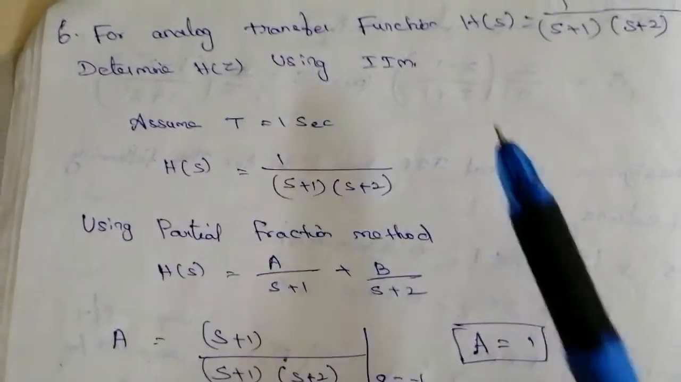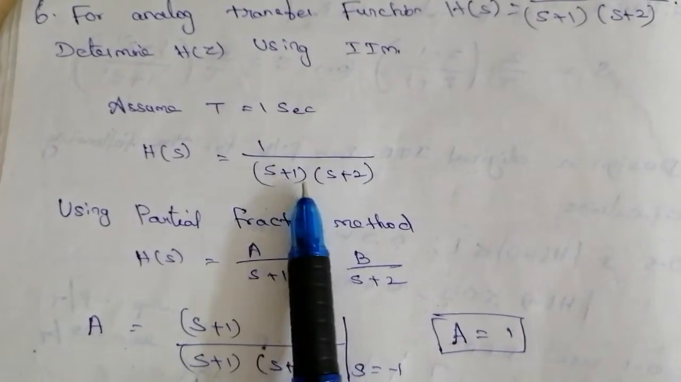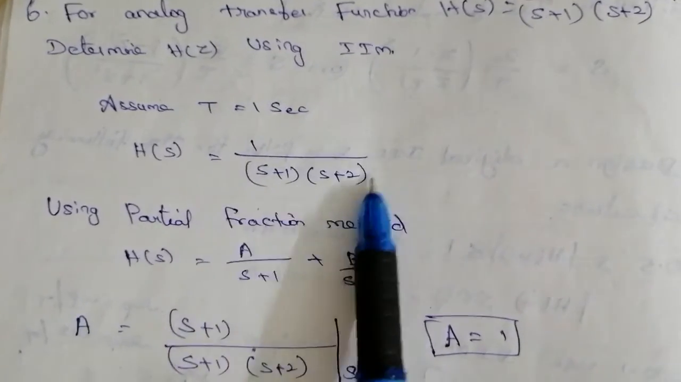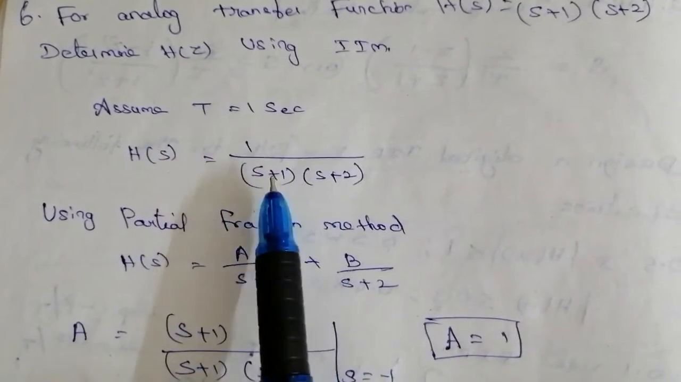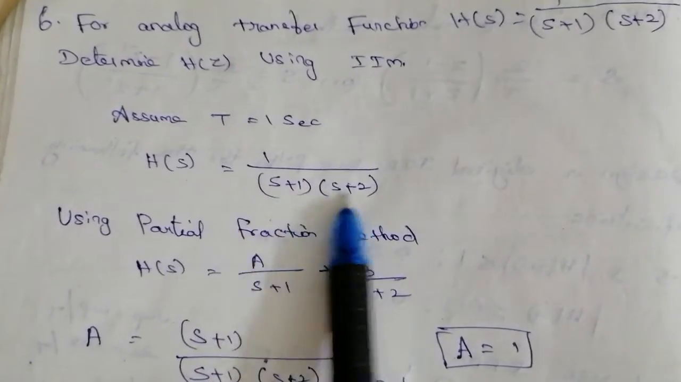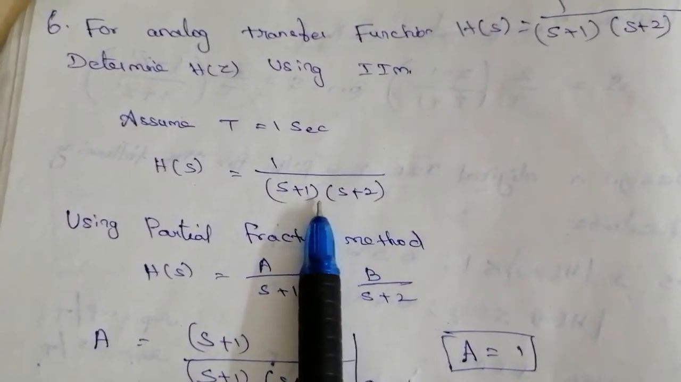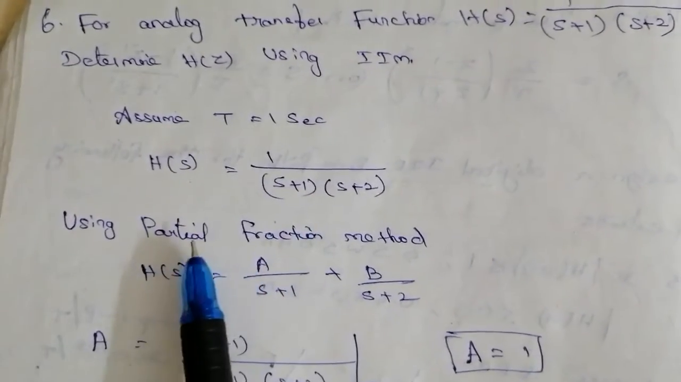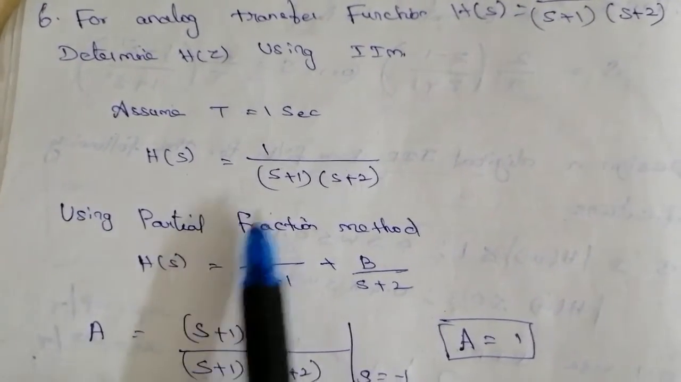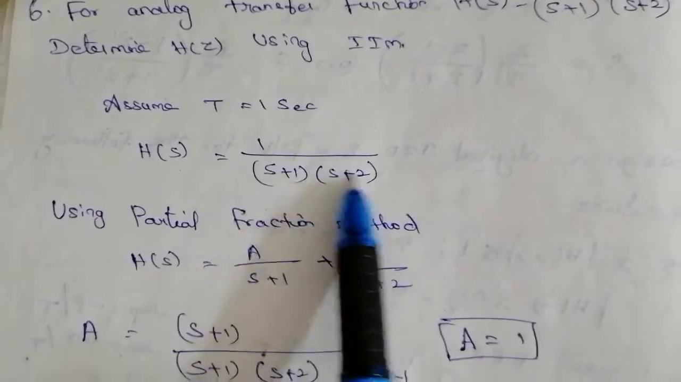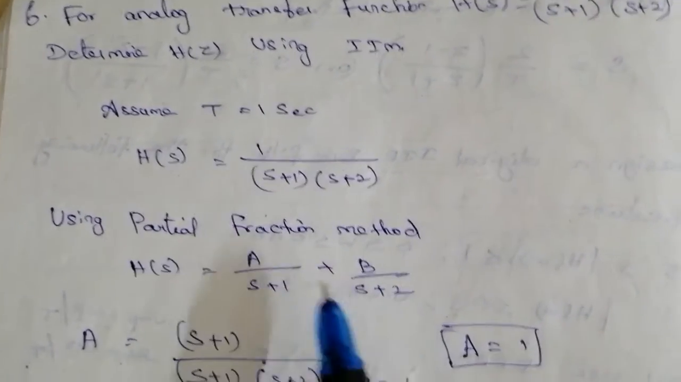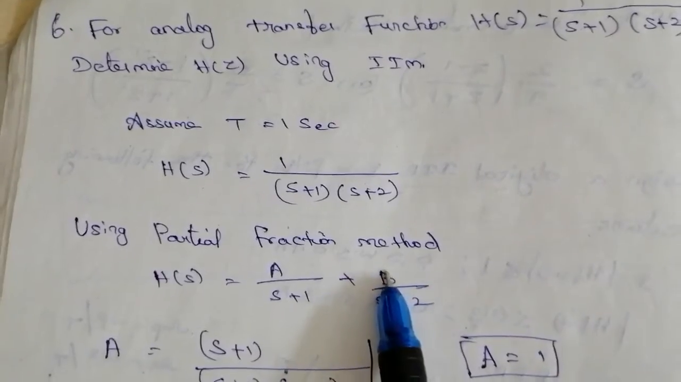Okay. So first we have to find the partial fraction for this given H(s), because we have to separate these two factors, right? So for that, first using partial fraction method, H(s) is equal to, here two factors are there, so A divided by (s plus 1) plus B divided by (s plus 2).